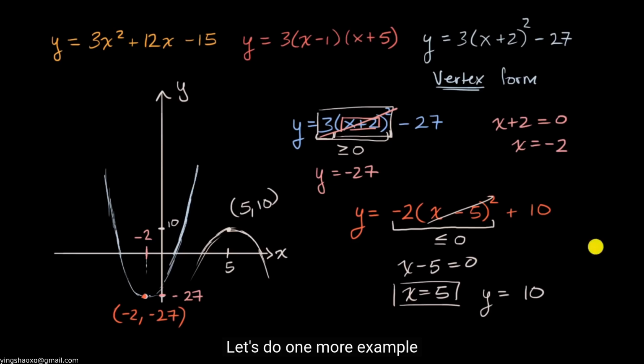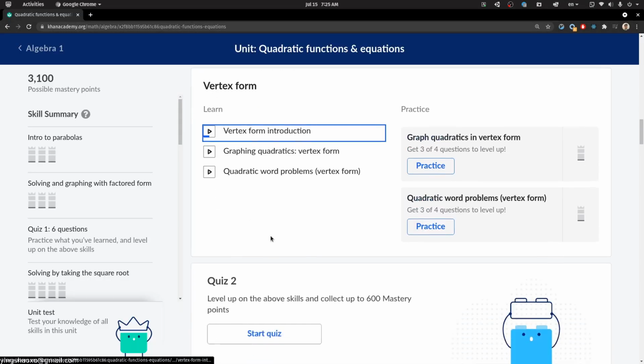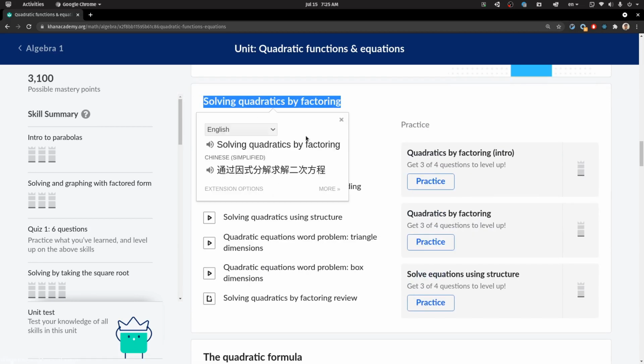Let's do one more example, just so that we... I don't want to do more examples because I think I already done enough drawing back in my, not high school, but below that.